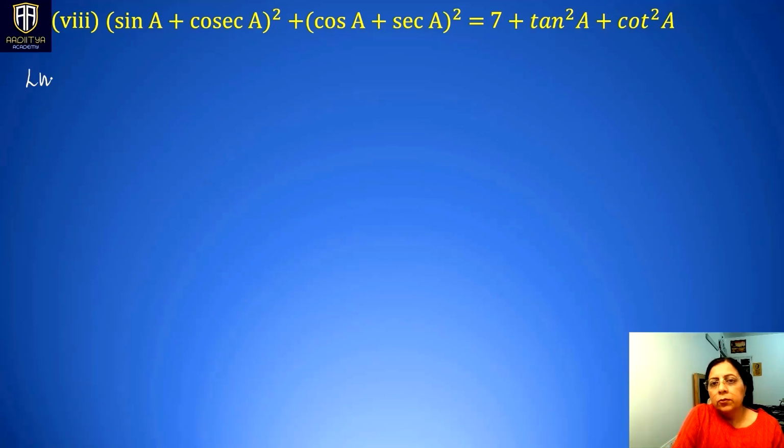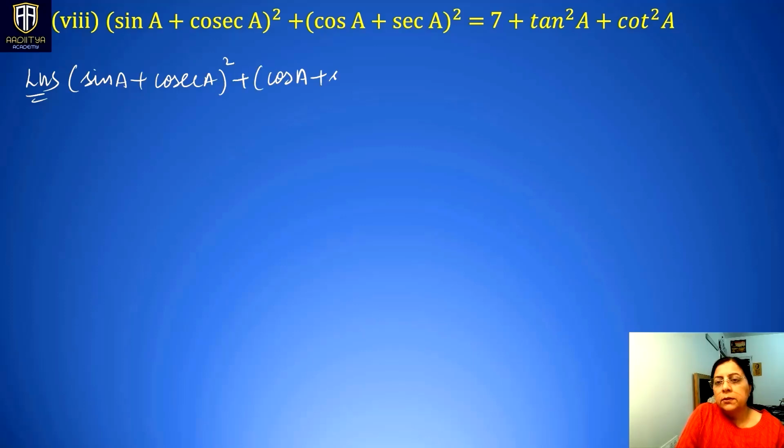This is a very interesting question. LHS is sine A plus cosec A whole square plus cos A plus secant A whole square. Now see, what is required in the right hand side of this expression? We require tan square and cot square, right? And a big number, which is 7. Now, how can we get 7 from this expression, right?